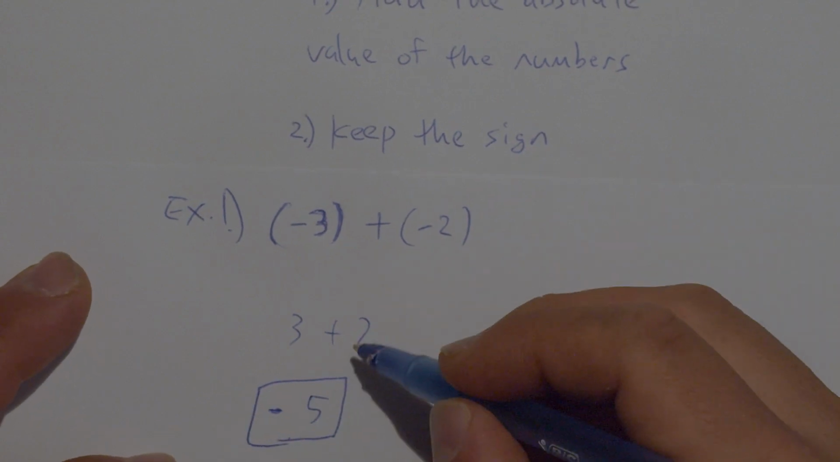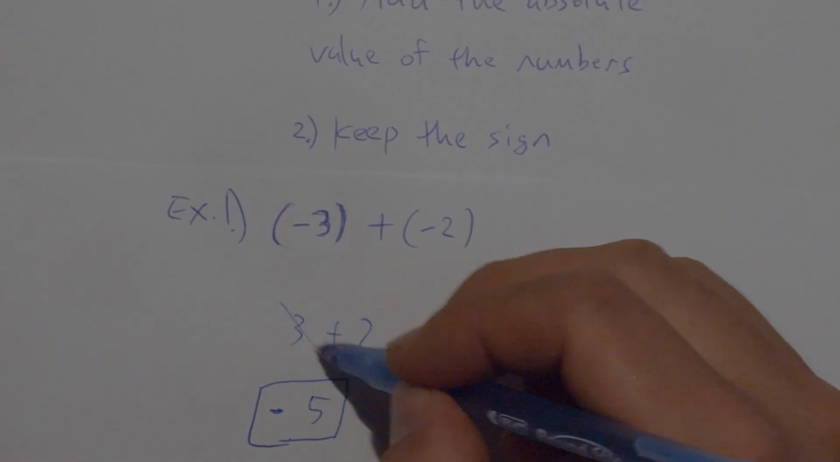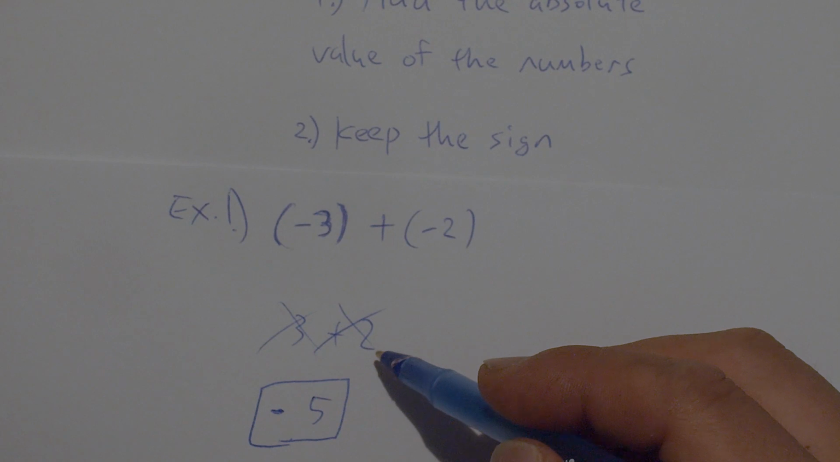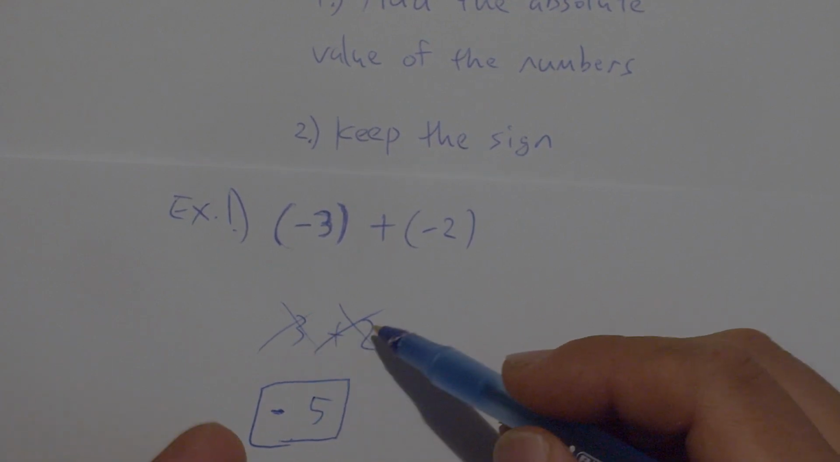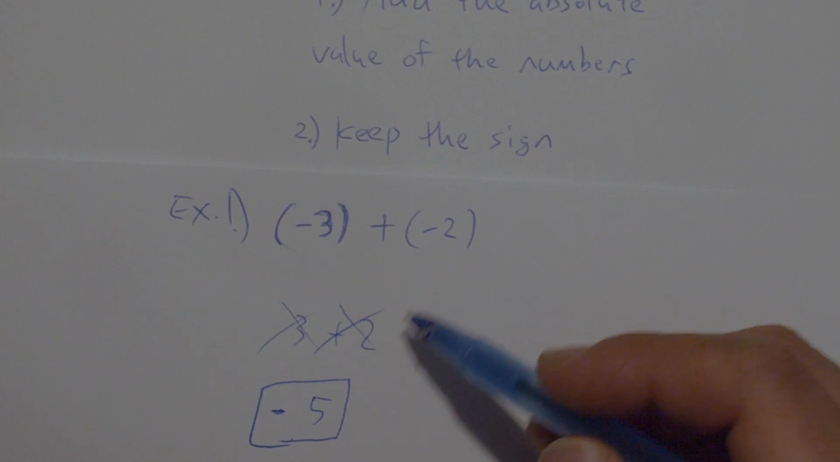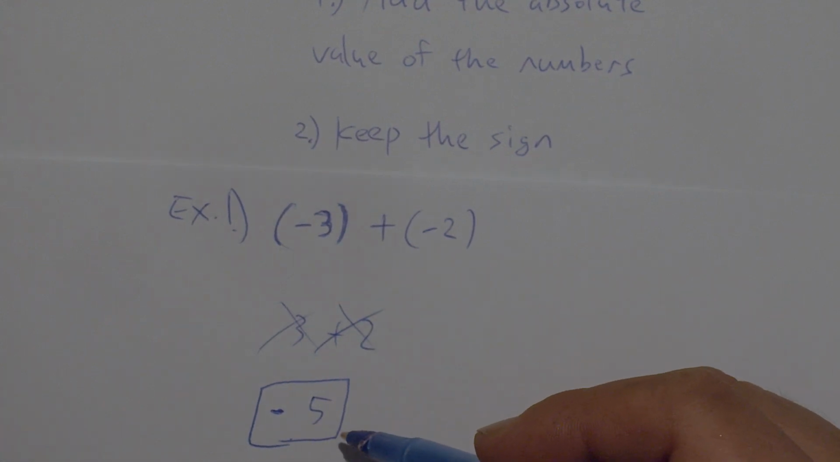Now, I'm showing this, but you're going to start to just think this. You're not going to show it. Later on, you're going to do this part in your head, and you're just going to come to this and get quickly to this answer of -5.